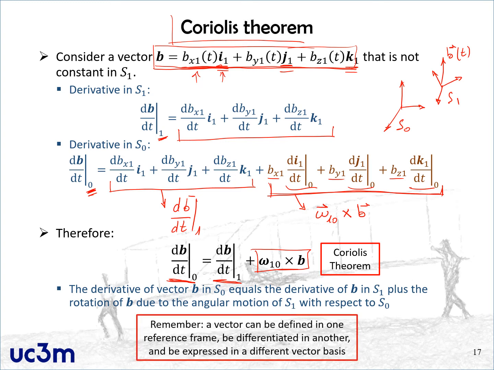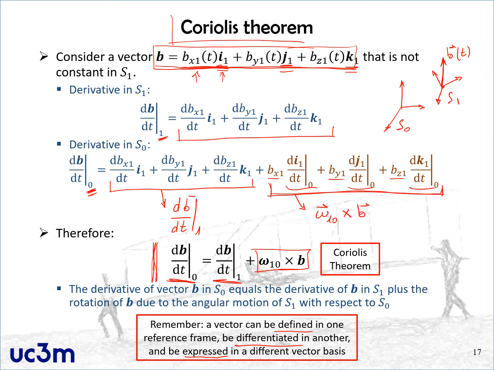Now, remember that any vector can be defined with respect to one reference frame. For example, here we have assumed that B is a vector with an origin on S1, assuming that the origin is important for this vector. Many vectors are free vectors and we can draw them anywhere. But we can take the derivative of a vector in any reference frame, so we can define them in any reference frame. We can take the differential of the vector in any other reference frame, and still we can express the vector in any other vector basis. So it's important to keep this in mind.